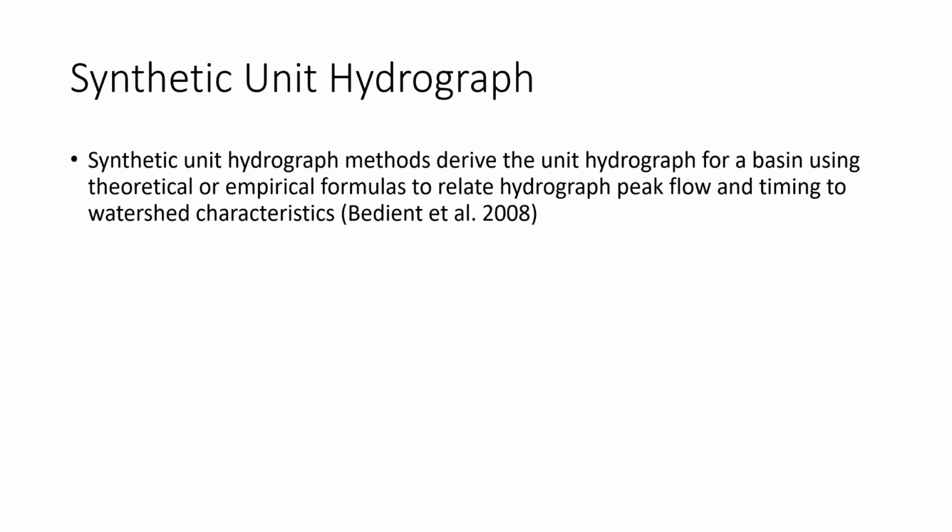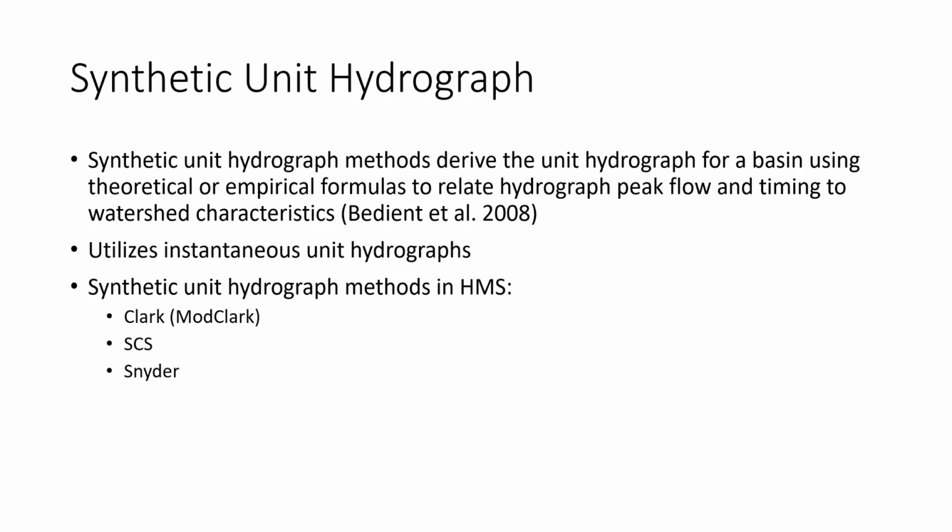Synthetic methods are not limited to only ungauged basins and are used in gauged or ungauged systems to estimate surface runoff. Synthetic unit hydrographs make use of the instantaneous unit hydrograph, which is the runoff response that would result from an instantaneous unit input of excess rainfall. This allows you to construct a unit hydrograph that can be applied to any duration rainfall and not constricted to a specific rainfall duration. In HMS, there are three methods available: the Clark, SCS, and Snyder's method.